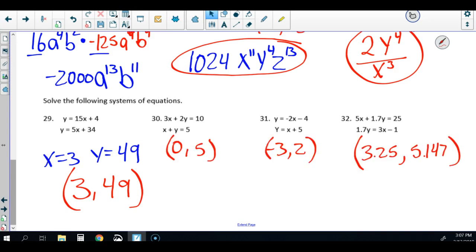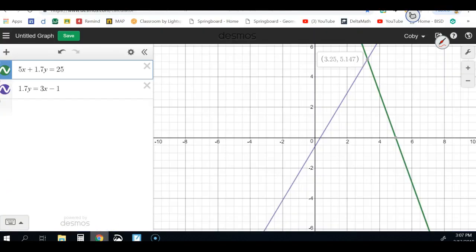And here's 30, 31, and 32. So I just went to Desmos, I graphed all those, found the intersection point. Save some time, I didn't show all that, but there's the last one, 32.